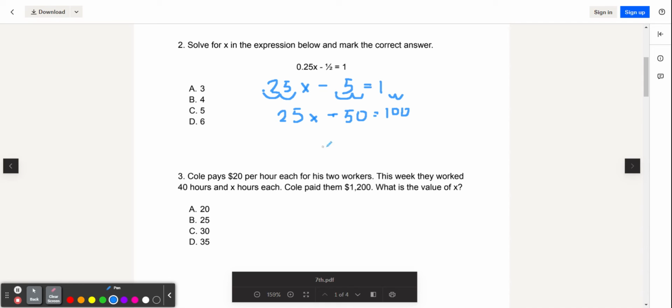Now we just do the same as before. We add 50 because that's the constant. Then we divide by 25. And you will get the same answer. X is equal to 6.